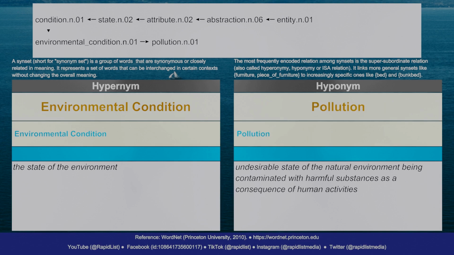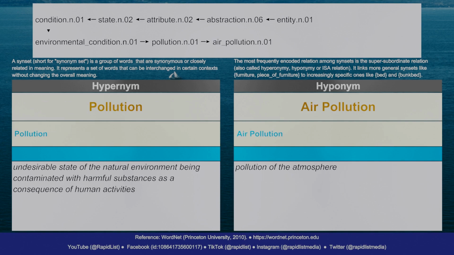Pollution. Undesirable state of the natural environment being contaminated with harmful substances as a consequence of human activities. Air pollution. Pollution of the atmosphere. Air pollution reduced the visibility.